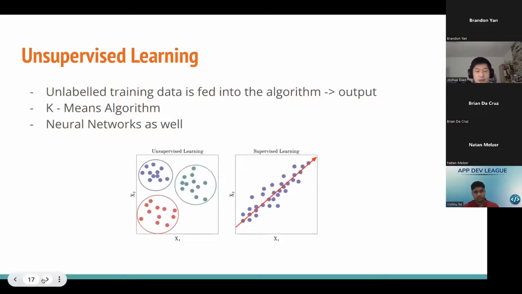So yeah, let's go back to unsupervised learning. Yeah, I accidentally copied, I think, the slide in the front of the presentation. I'll be deleting that later.